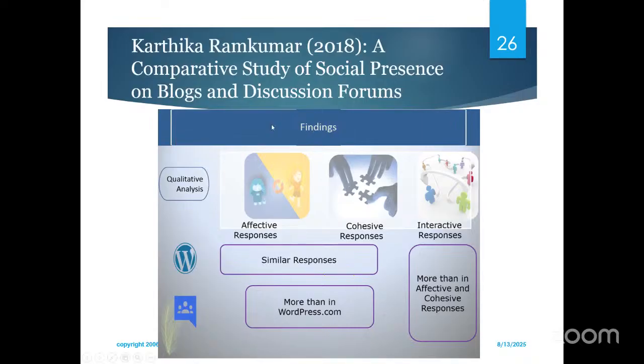So social presence she has categorized into three: affective, cohesive, and interactive. Okay, I'm not getting into the details of it, but affective is actually only yes, no, like, thumbs up, and all of that. That's it. So from there to gradually actual interaction.